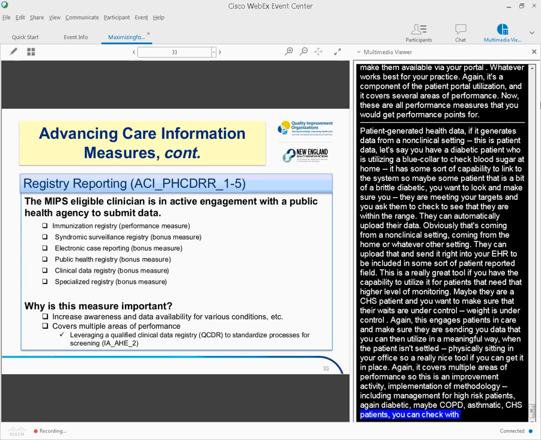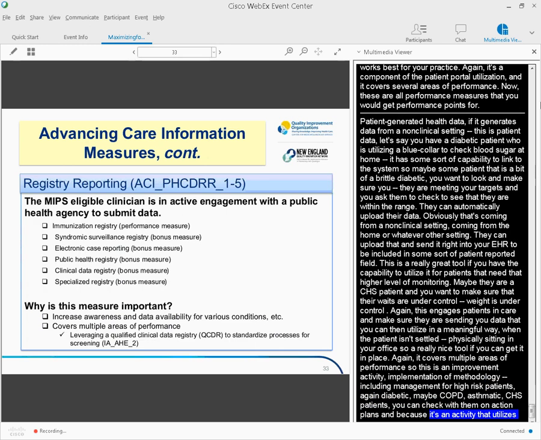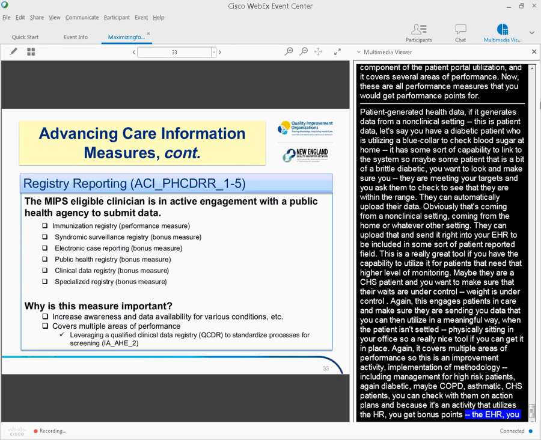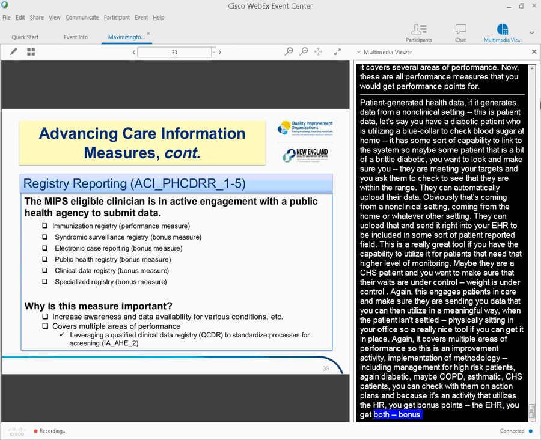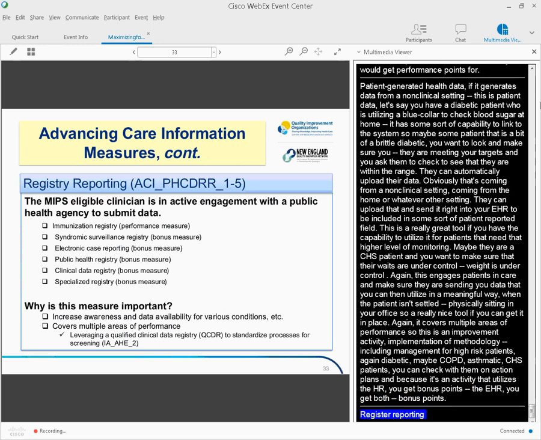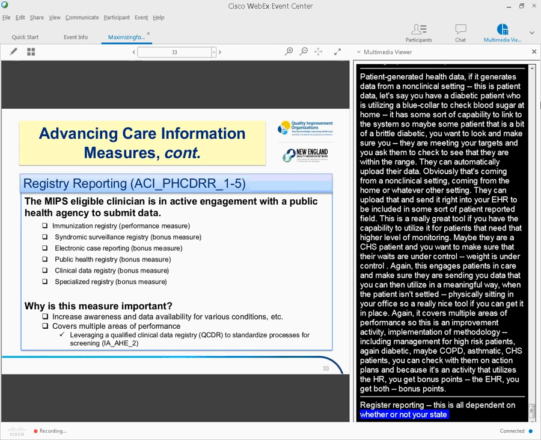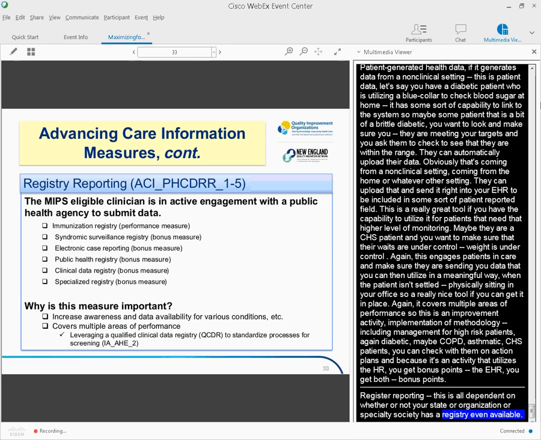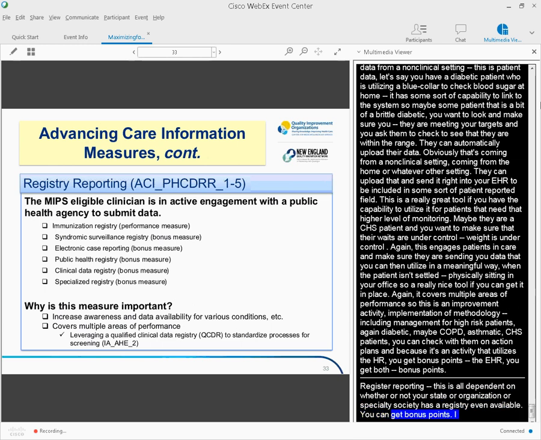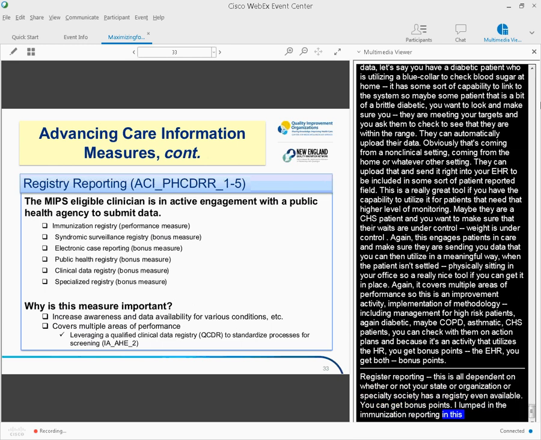Registry reporting, we'll just touch on briefly. So again, it's all dependent on whether or not your state or your organization or specialty society has a registry even available. You can get bonus points. I lumped in the immunization reporting in this category. It's actually a separate measure, but if you can report on it, you'll get 10 bonus points. If you can't, then you won't get bonus points.